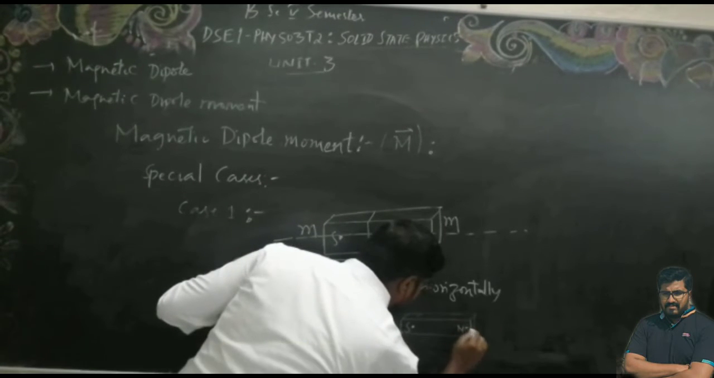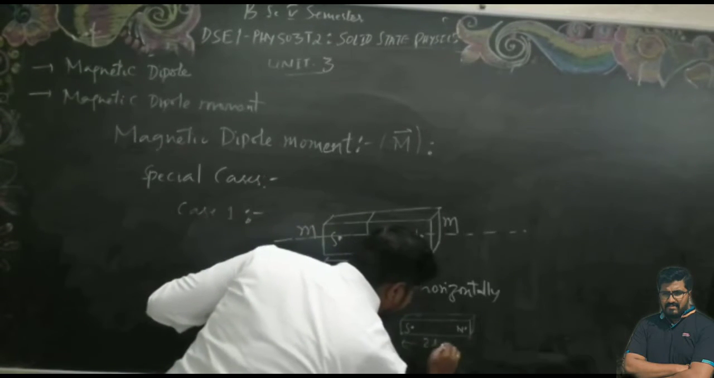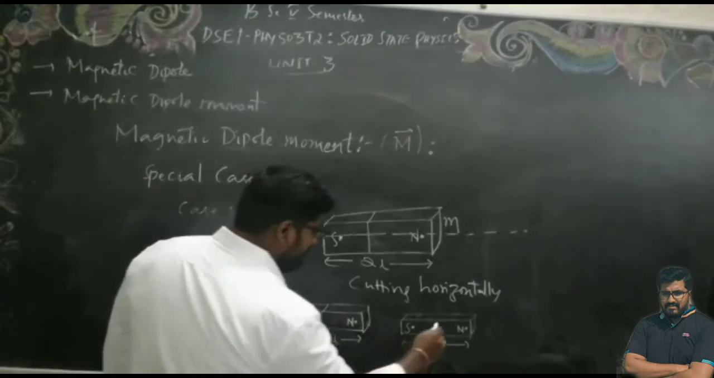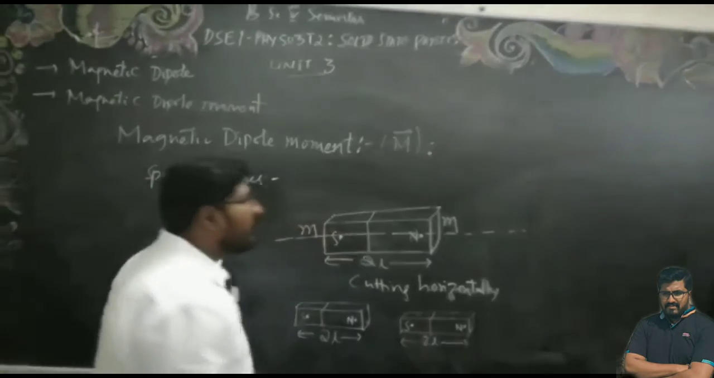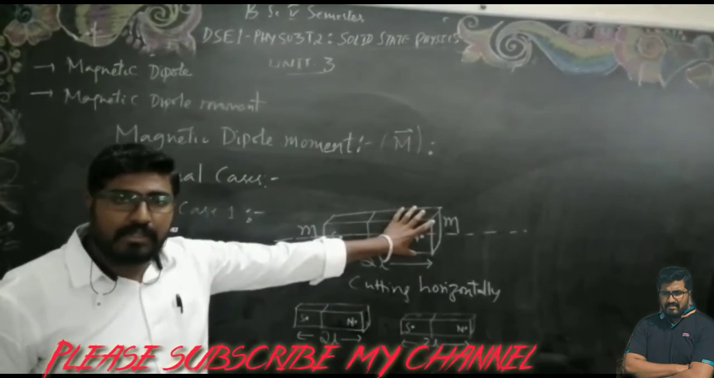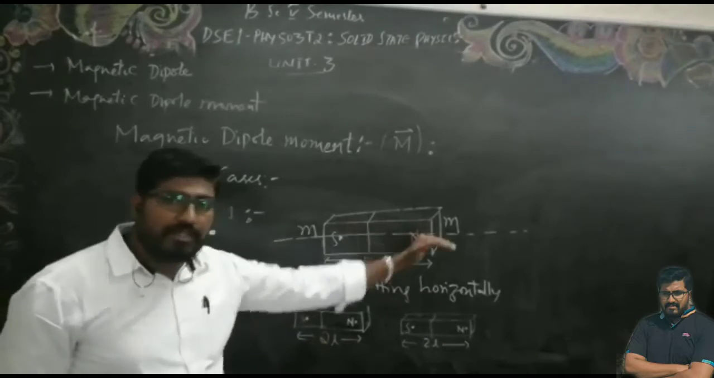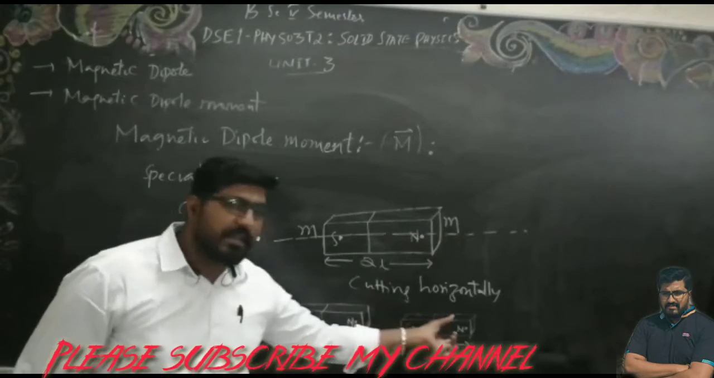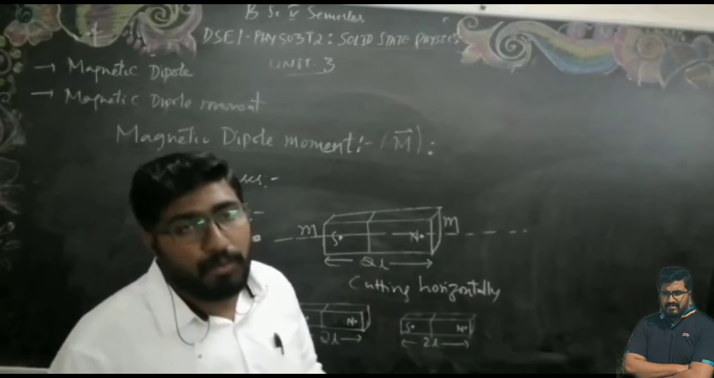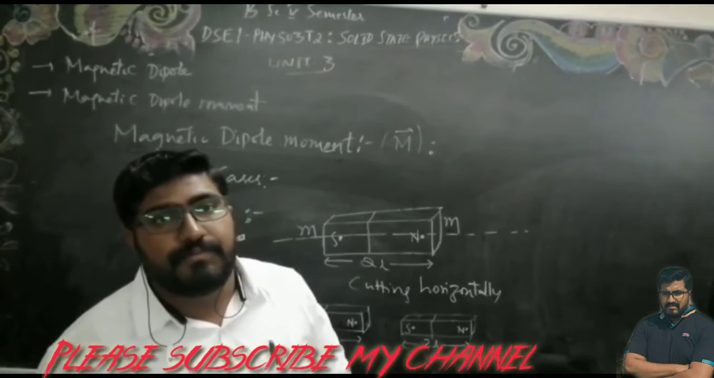This, and the distance between these two. Just observe here now. The area is large before cutting the magnet. After cutting the magnet horizontally, the area is reduced. My question is, what happens to the pole strength now?